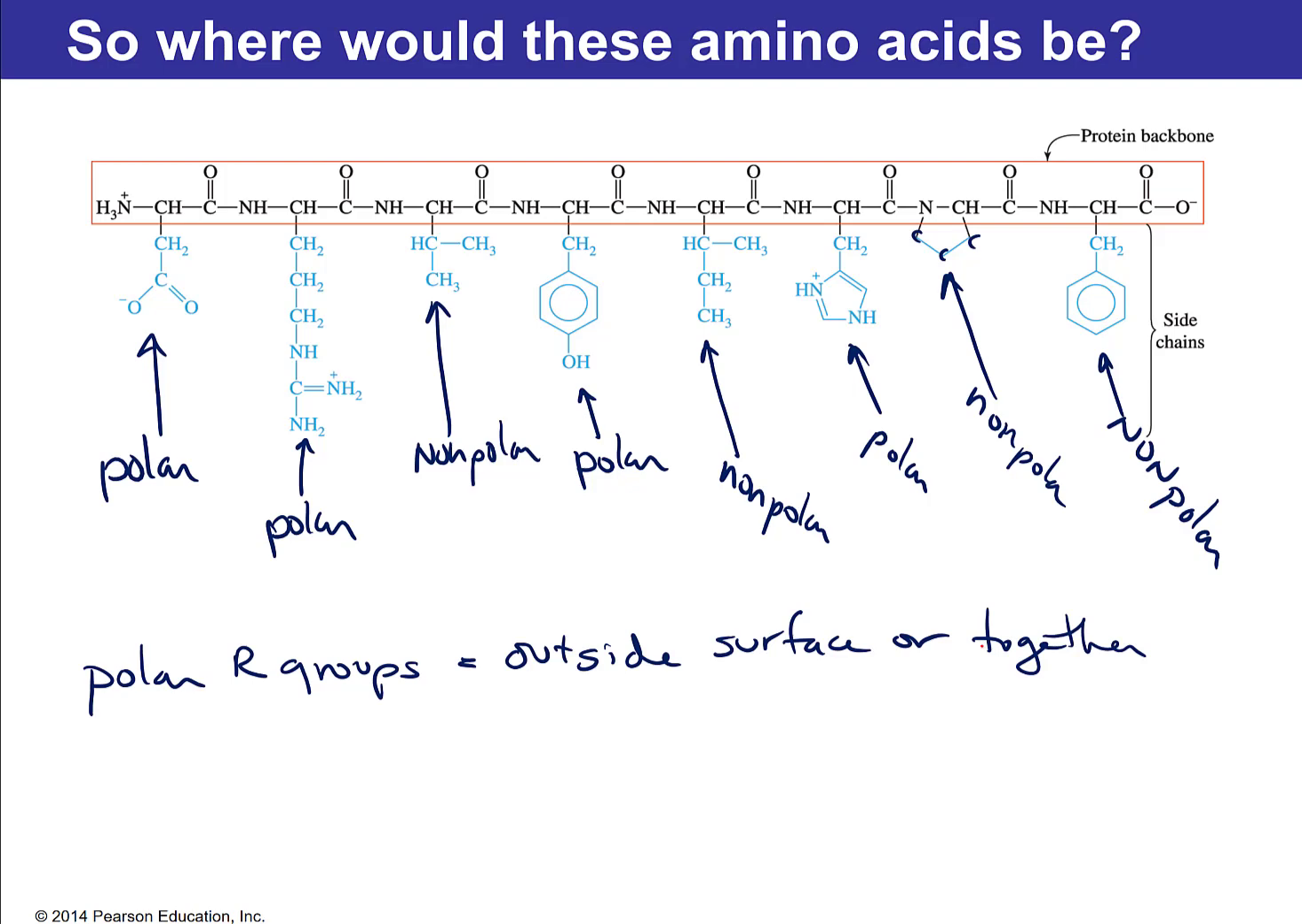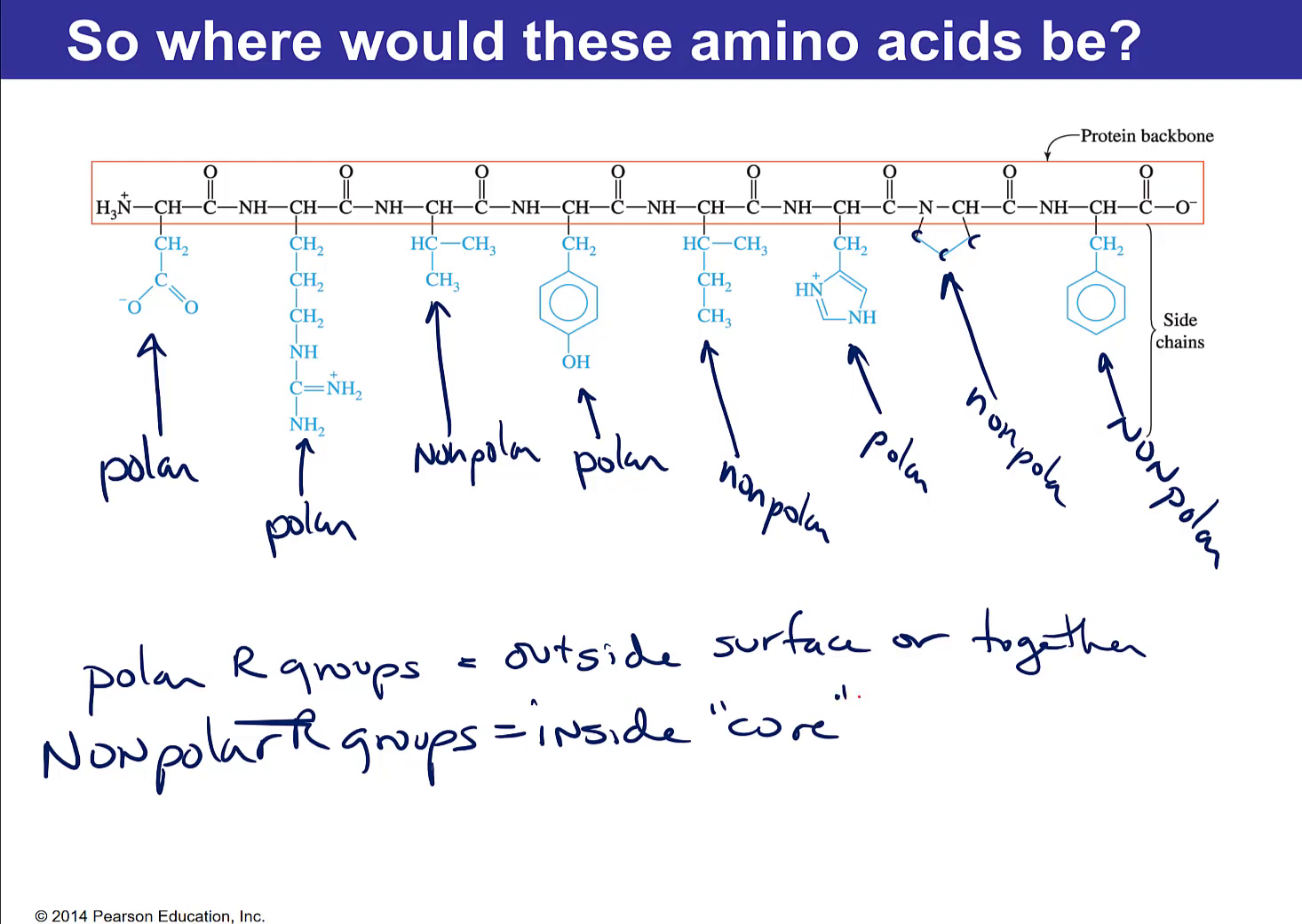But those non-polar ones, and I have 1, 2, 3, 4 of them. Out of this eight, four of them are non-polar. And those are the ones that are really going to cause a change in the shape. So the non-polar are going to do what? Stay in the protein. They're going to be down on the inside. They're going to form almost like a core.